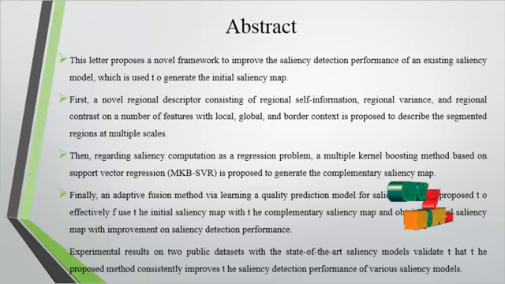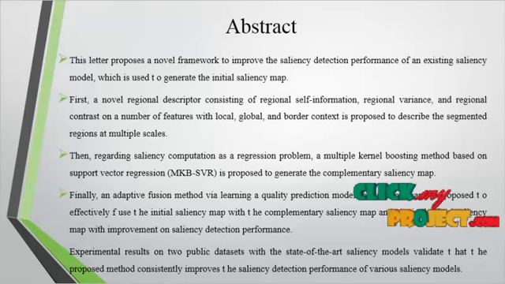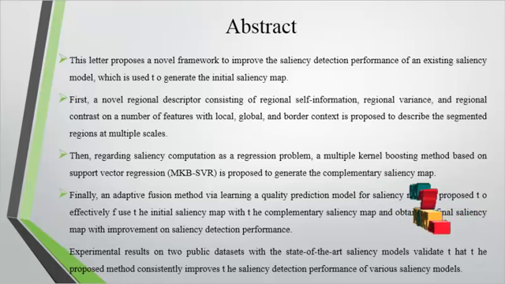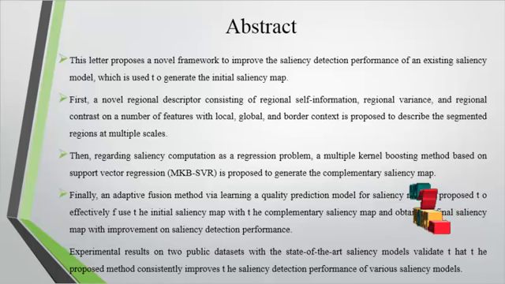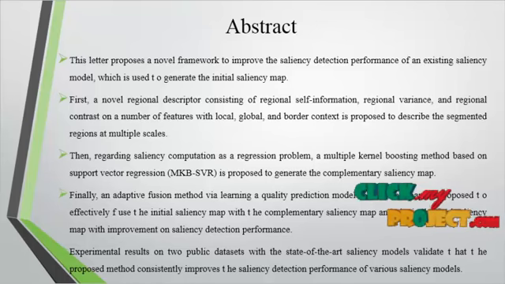Now we discuss the abstract for the process. This paper proposes a novel framework to improve the saliency detection performance of an existing saliency model, which is used to generate the initial saliency map. First, a novel regional descriptor consisting of regional self-information, regional variance, and also the regional contrast on a number of features with local, global, and border context is proposed to describe the segmentation region at multiple scales.